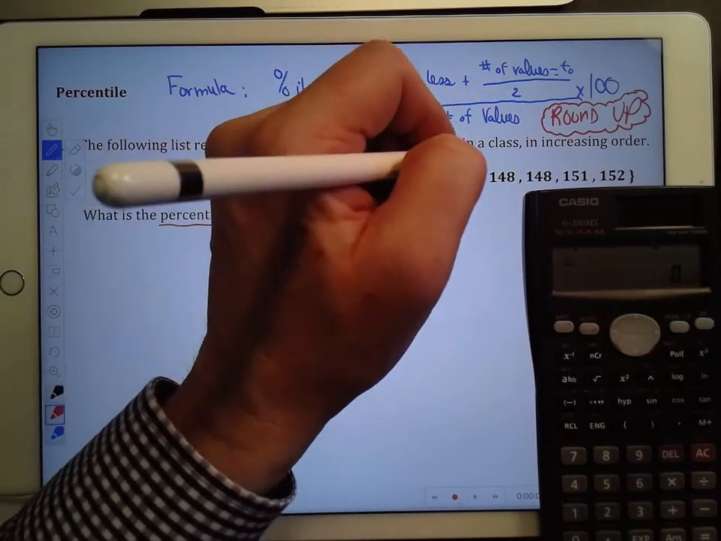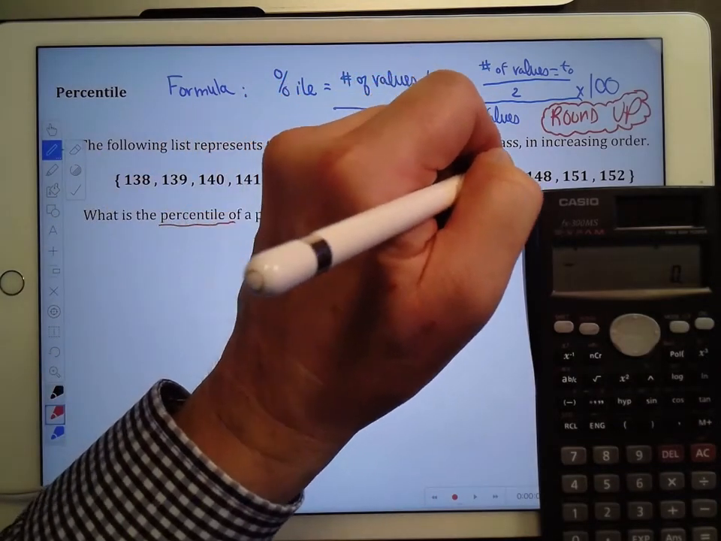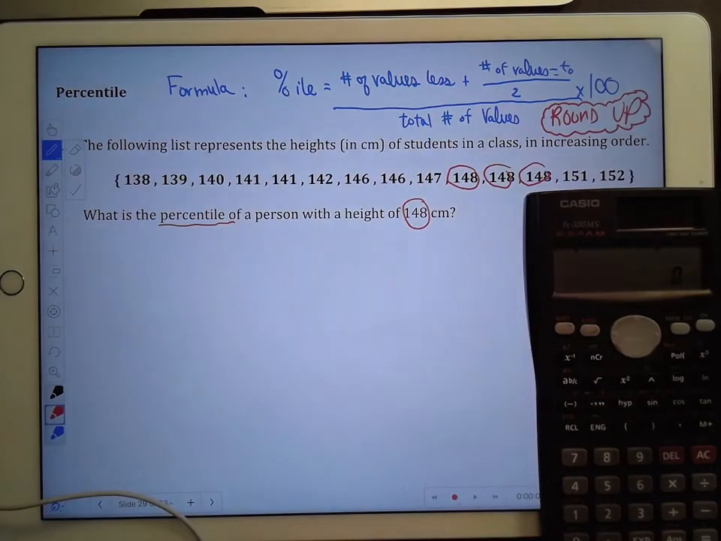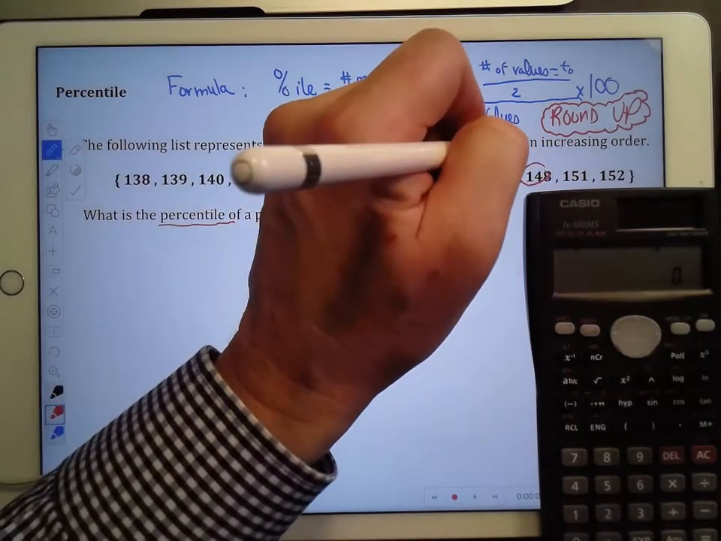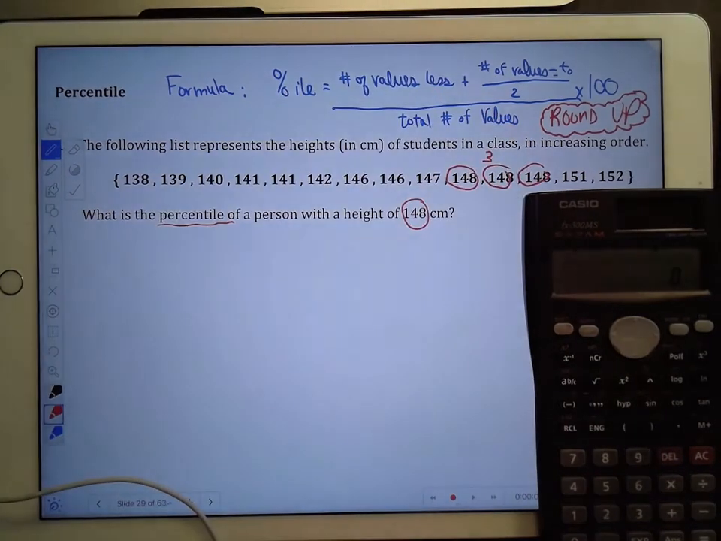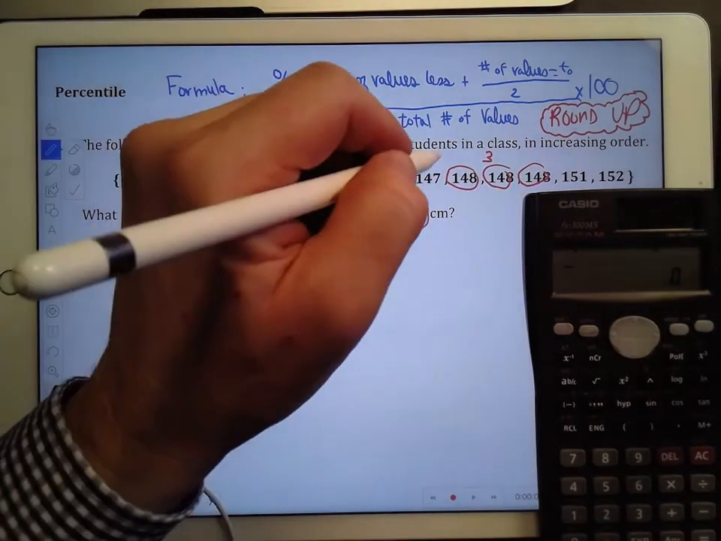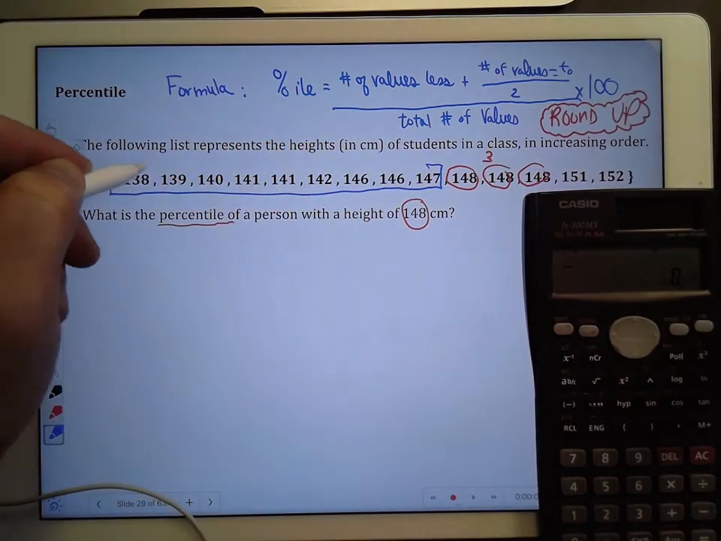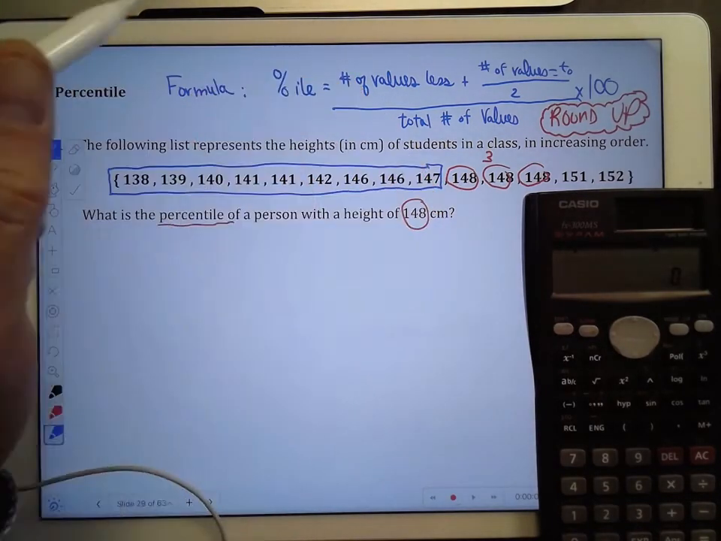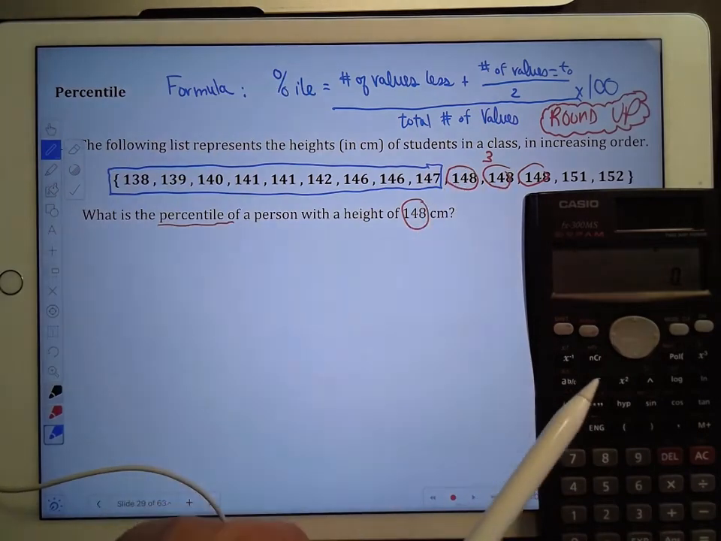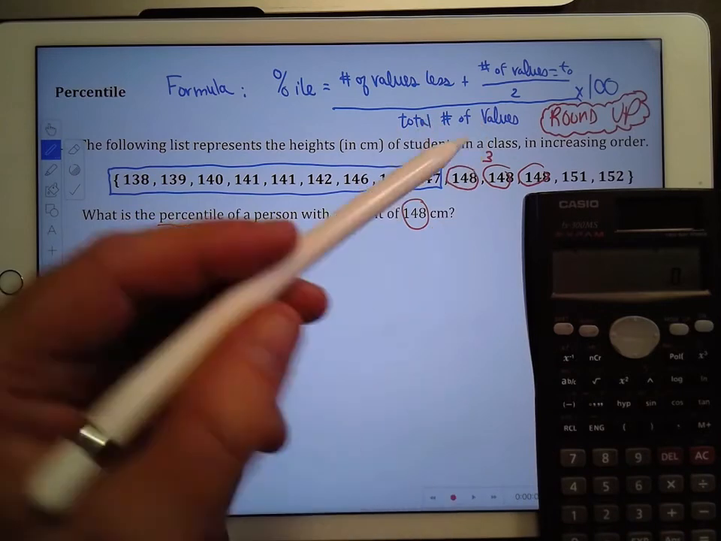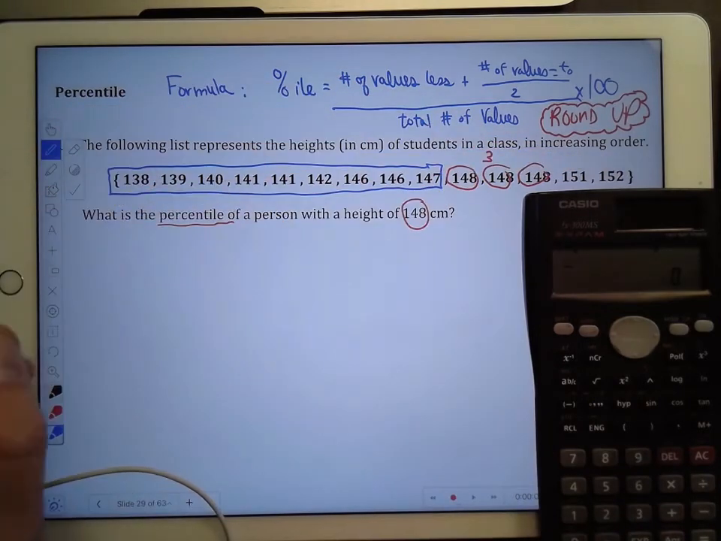And so the first thing we're going to do is go find those 148s right in the sample. There they are. There are 3 of them. And we'll take a quick second and look also for where are those values that are less than the 148 that we were being asked about. And then at the end, we'll look for that last number here, the total number of values. So first, we'll set up the formula.